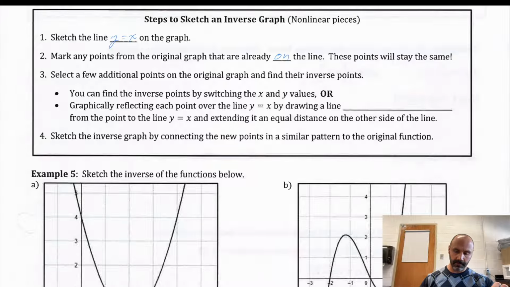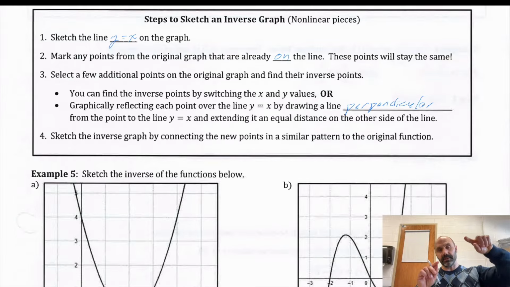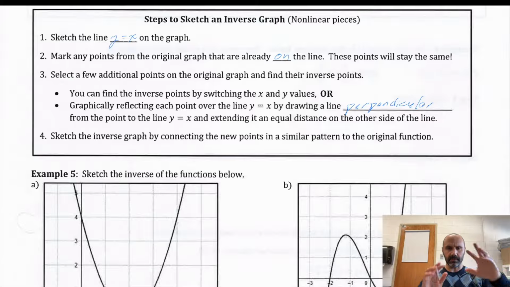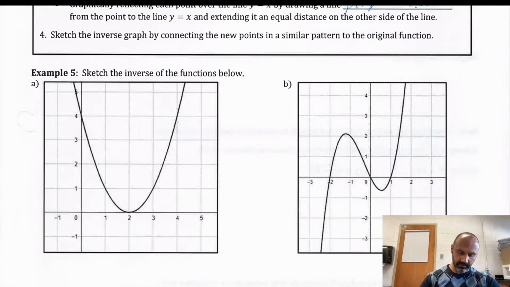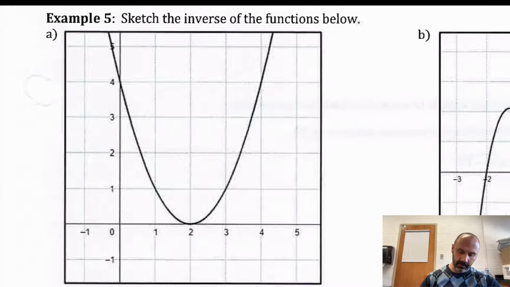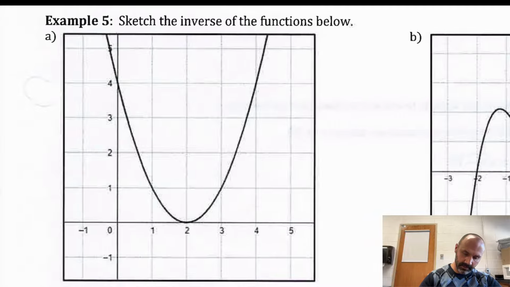And you can find the inverse points by switching x and y values, or by drawing a line perpendicular to y equals x, and then find the points that are an equal distance from that line on the other side. Let me explain first. Okay, so here's a graph. So I'm going to sketch the line y equals x.